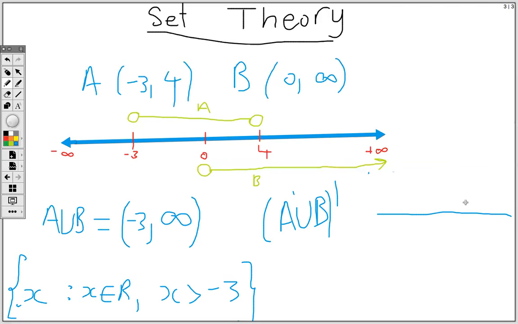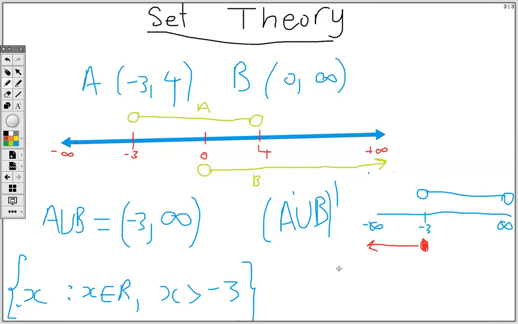So let us represent A union B on the number line. You have -3 and infinity. This is what we have for A union B. So if you look at this, we're using all of the positive side. So it means what we have left is the negative side. Now remember, complement is the opposite. So if this is open, then it means this should be closed. And we're going towards the negative infinity side.